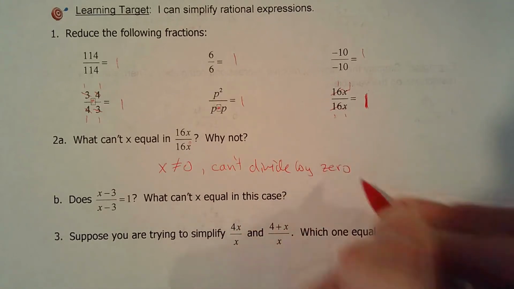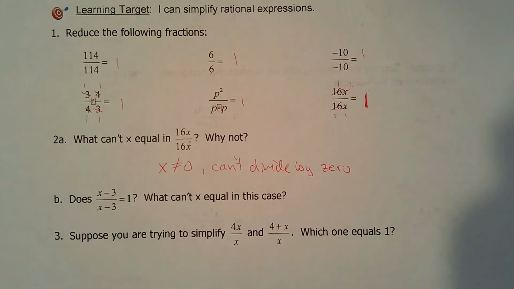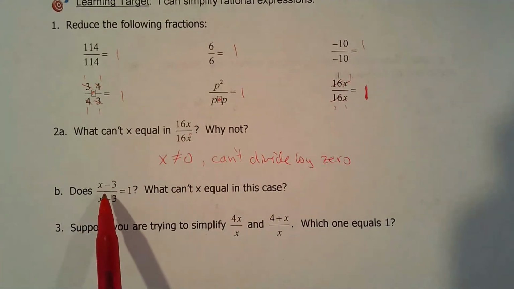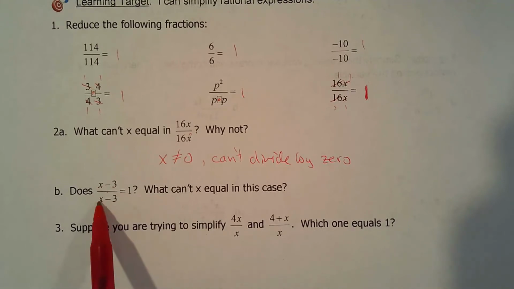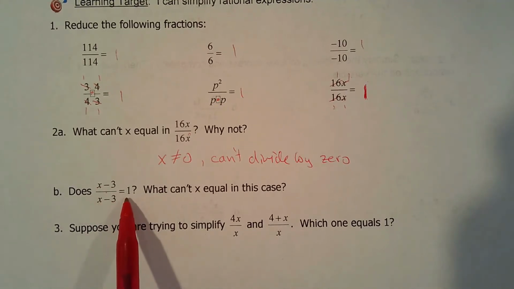And that's kind of the biggest idea. That's the biggest idea of today's lesson: the denominator, the bottom, cannot equal 0. So is this true? Does x minus 3 divided by x minus 3 always equal 1?